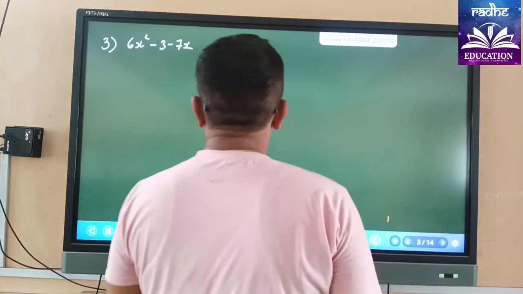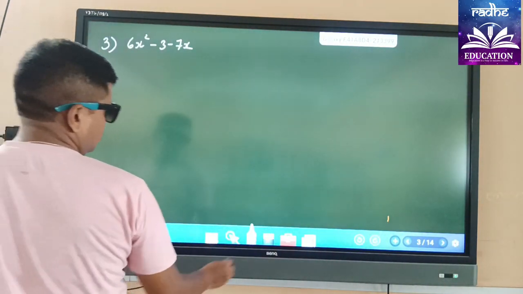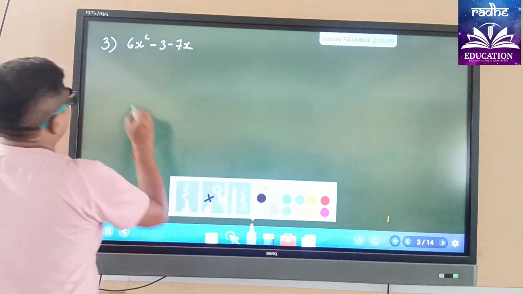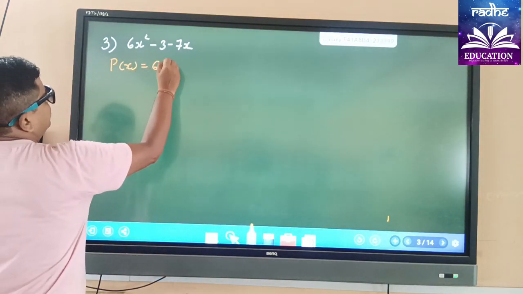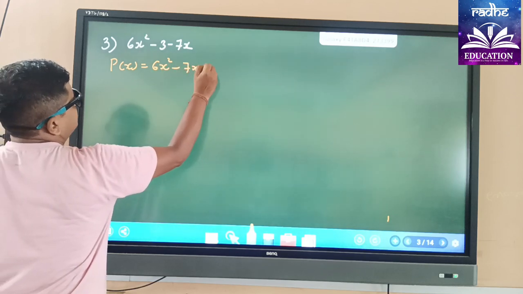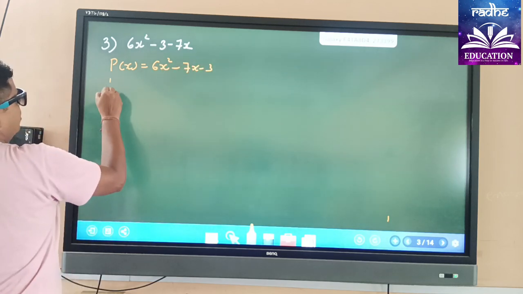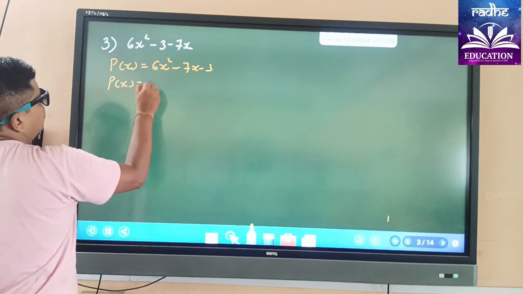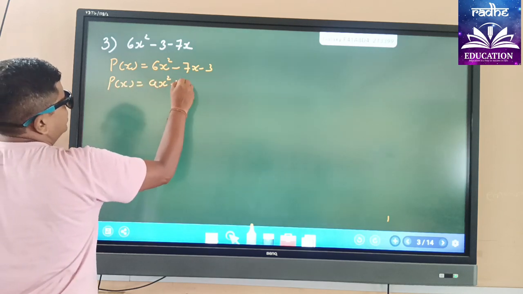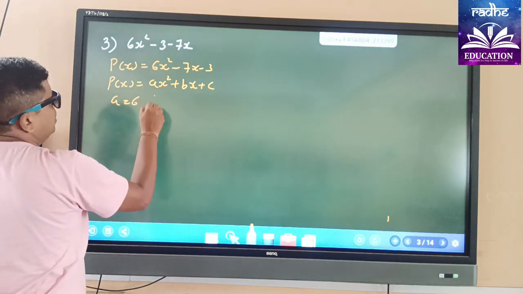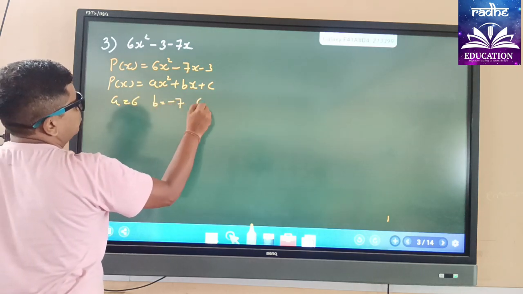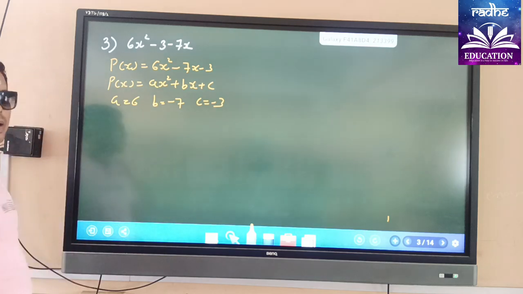Second, we have another sum, that is p(x) equals 6x square minus 7x minus 3. We will compare with the standard form, that is p(x) equals ax square plus bx plus c. So a equals 6, b equals minus 7 and c equals minus 3. Correct here?